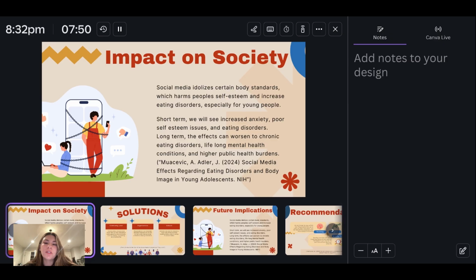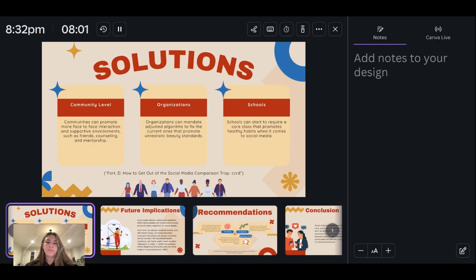Short term, we will see increased anxiety, poor self esteem issues, and eating disorders. In the long term, the effects can worsen to chronic eating disorders, lifelong mental health conditions, and higher public health burdens. There are several ways we can try to reduce the effects of social media comparison. At the community level, kids should be taught in school that social media isn't always real life. Many kids believe that what they see online reflects real life, but it's usually just the highlights.